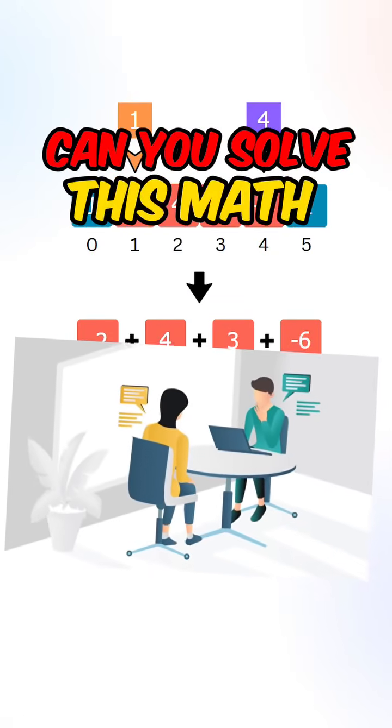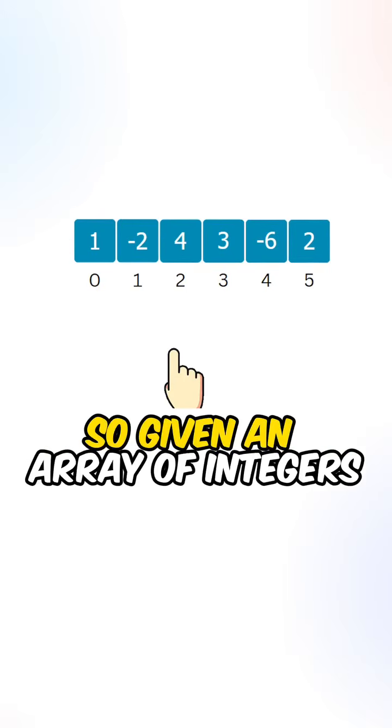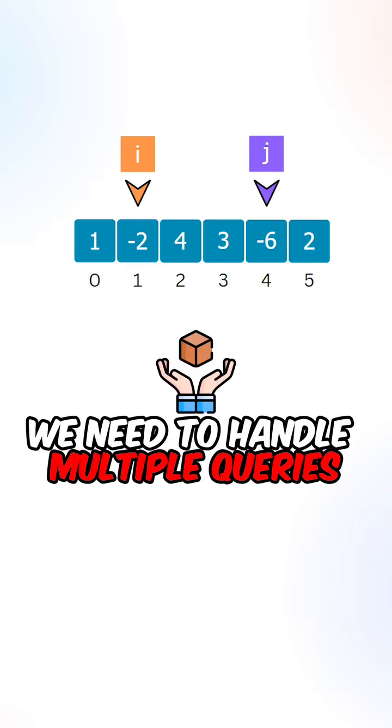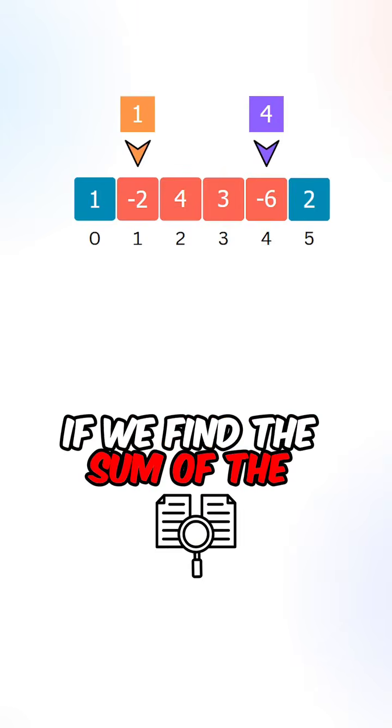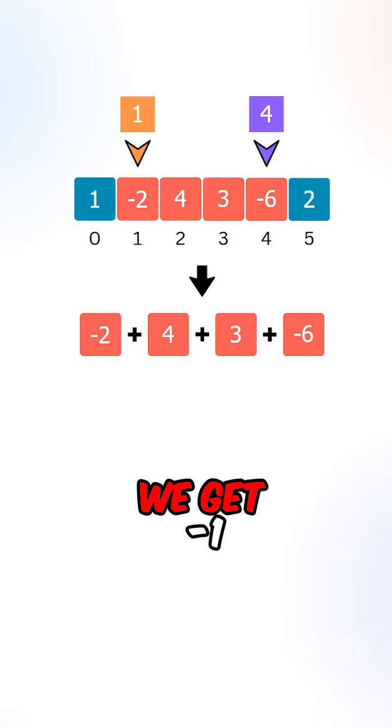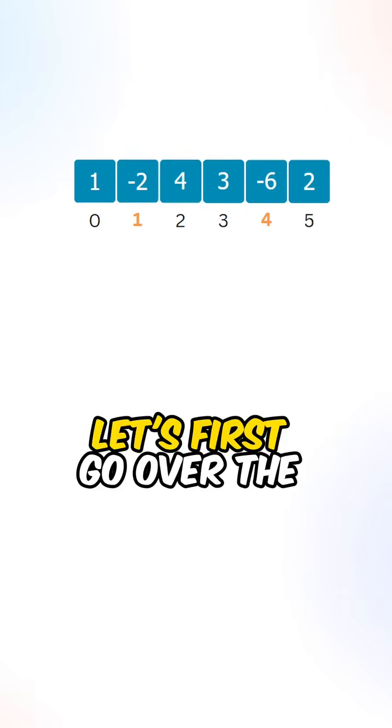Can you solve this math object-oriented programming question? So given an array of integers, we need to handle multiple queries of finding the sum of the elements from indices i to j. Let's say we're given this example. If we find the sum of the elements from indices 1 to 4, we get -1.